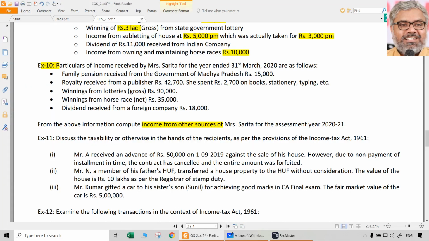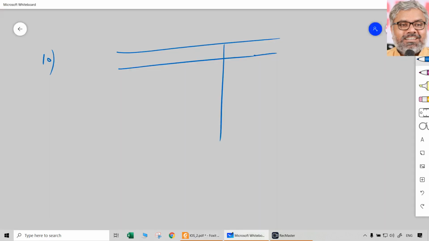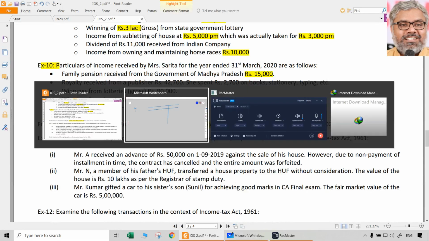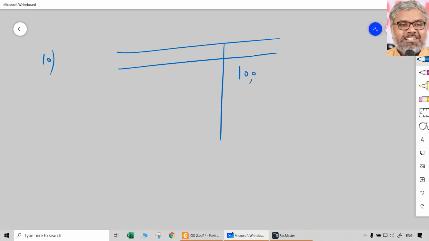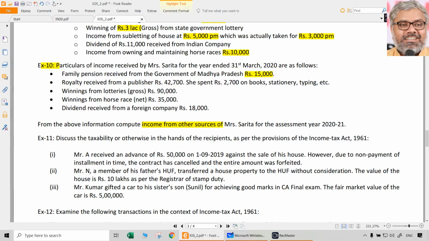Family pension received from the government of Madhya Pradesh 15,000 rupees. There we have to apply deductions available under section 57: one third of 15,000, or 15,000, whichever is lower. Which is lower in this? 5,000 is lower. One third of 15,000, 5,000 is lower. That means taxable amount of family pension will be 10,000.